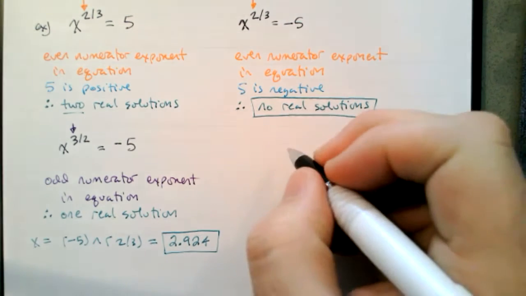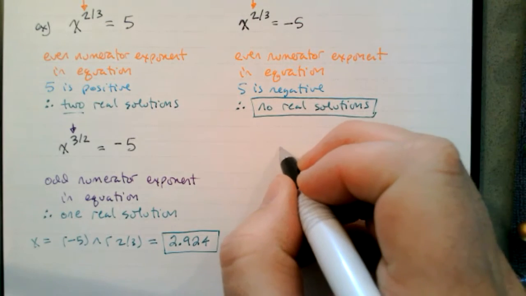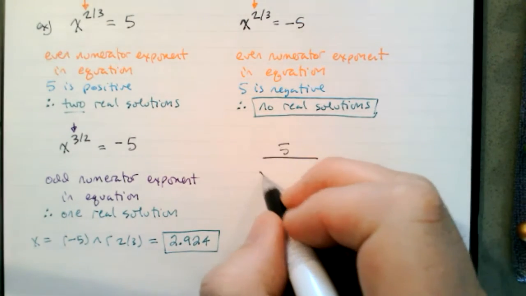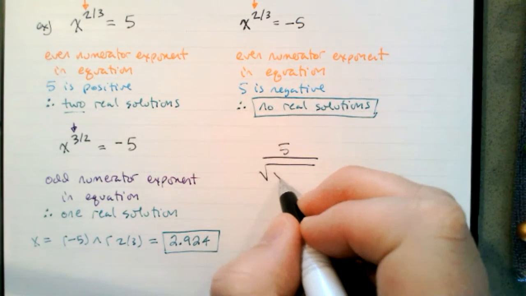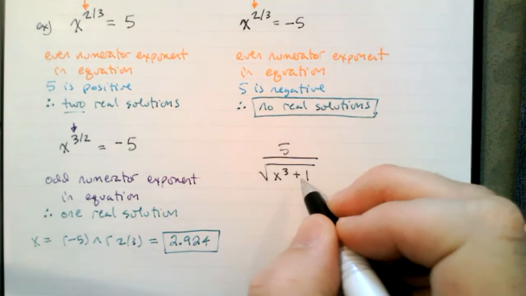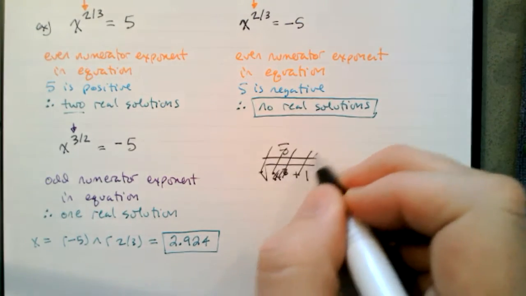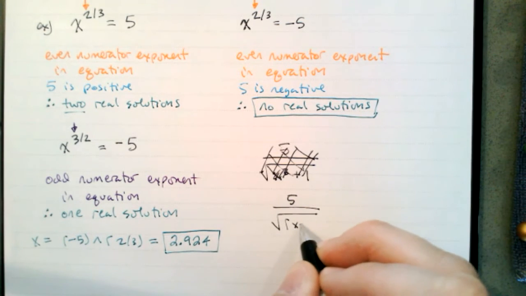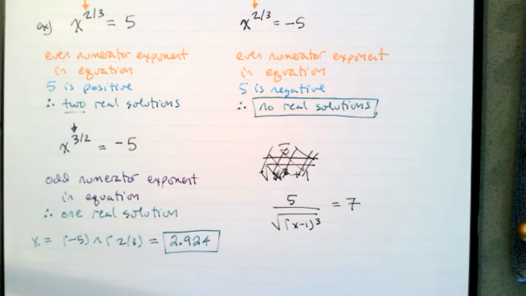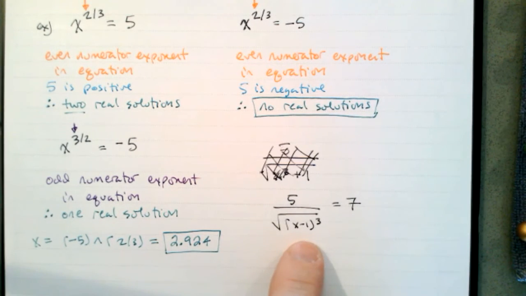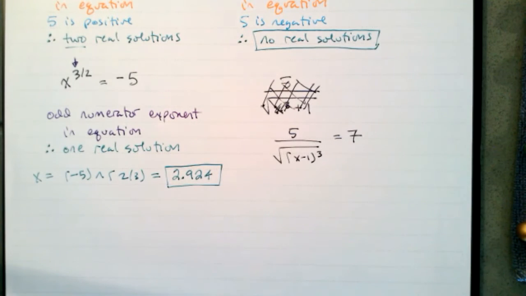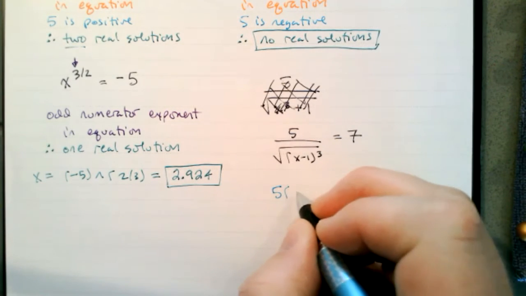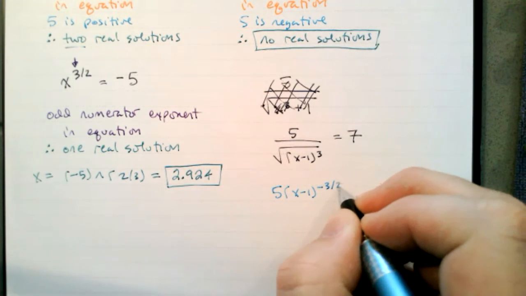So I want to be able to look at an equation that says, let's say, 5 over the square root of x cubed plus 1. Oops, this is not the example that I wanted us to think about. That's the other example. So if I have 5 over the square root of x minus 1 all cubed is equal to 7, I want us to be able to read this expression as x minus 1 to the negative 3 halves. So there's a lot that goes in there, but we want to read this expression as 5 times x minus 1 to the negative 3 halves.